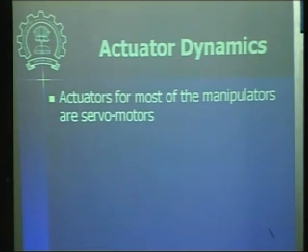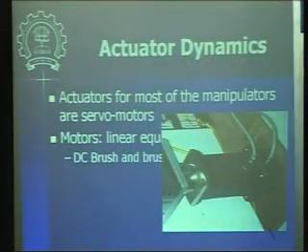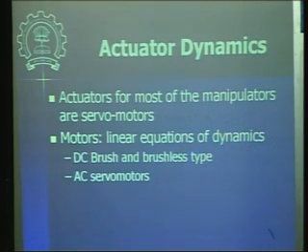Now, in terms of motors, there are different types of motors possible. One is DC brush and brushless type of motors. So DC motors is one class, and AC motors is another class. Here is an example of one of the motors in our robotics lab at IIT Bombay. Then there are AC servo motors possible. Depending upon the application, different motors can be used.